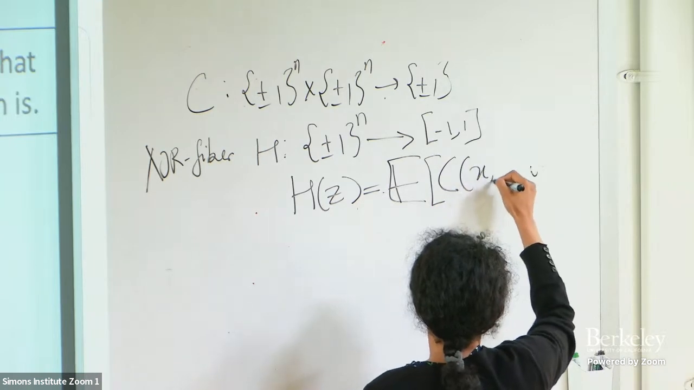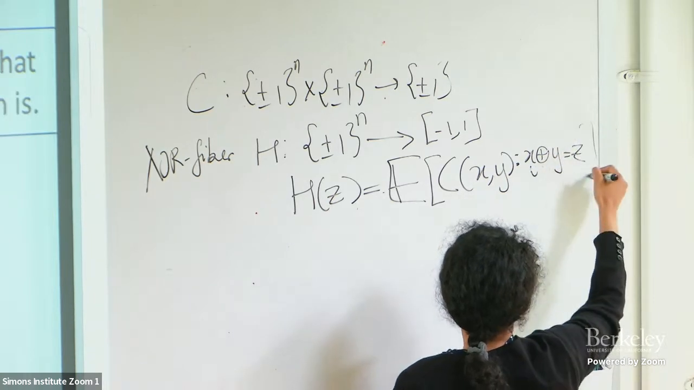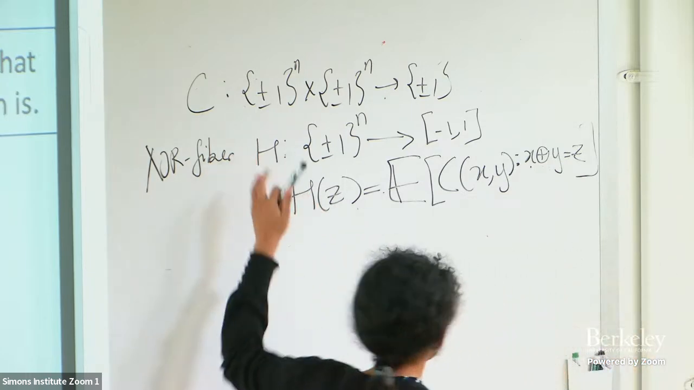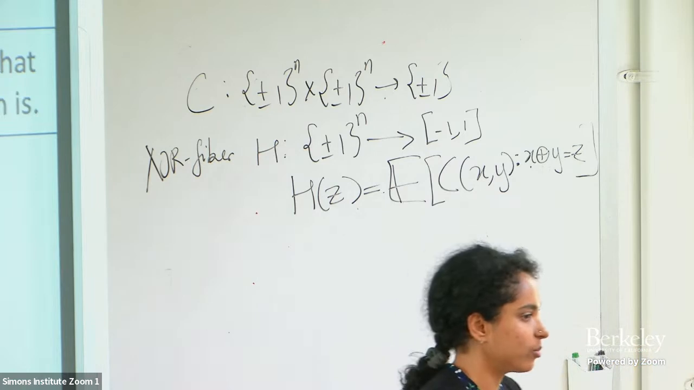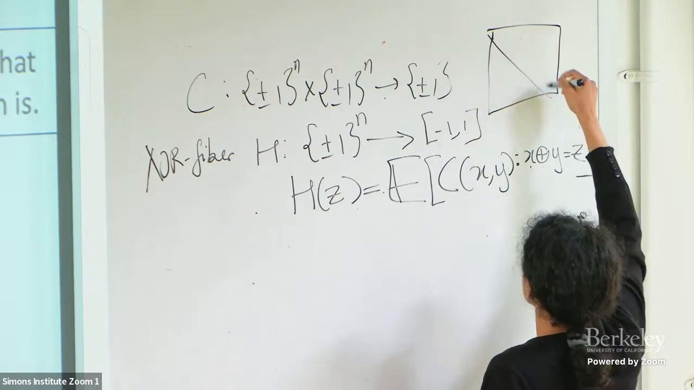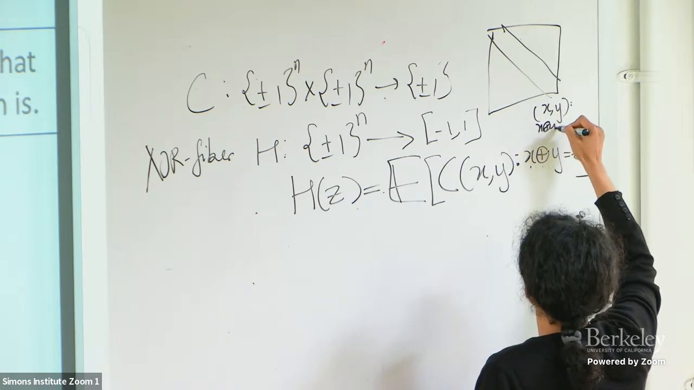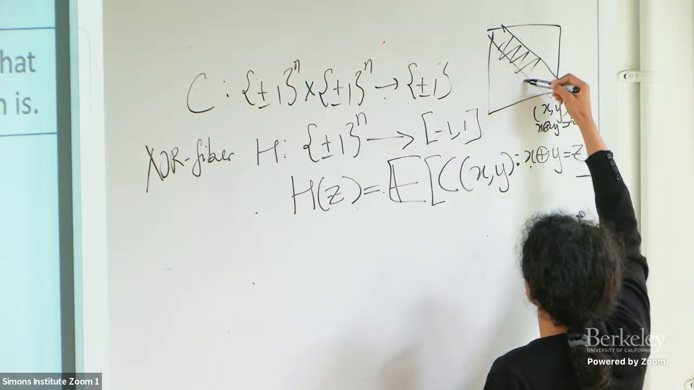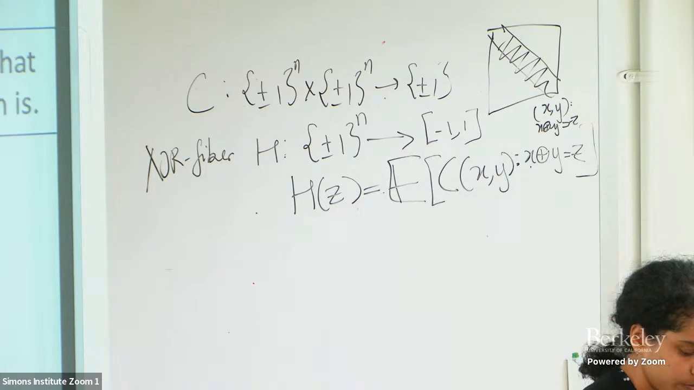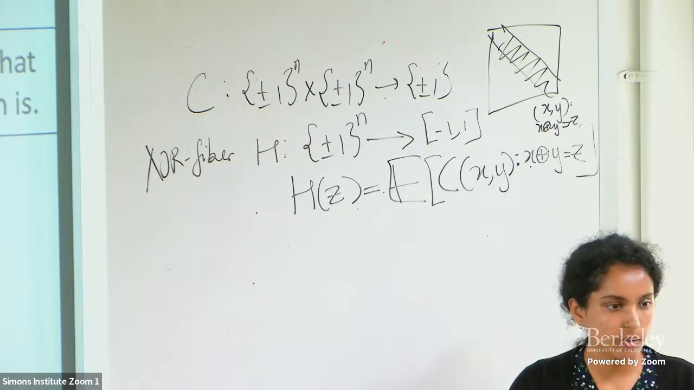A communication protocol is just a function. It's not the transcript. So here I'm identifying the communication protocol with its output. I'm thinking of C of x, y as the output. As a picture, look at the fiber corresponding to z, which is all the points x, y such that x XOR y is z. And you take the average of the protocol over this fiber. You do this for every fiber and call that function H. Any other questions?